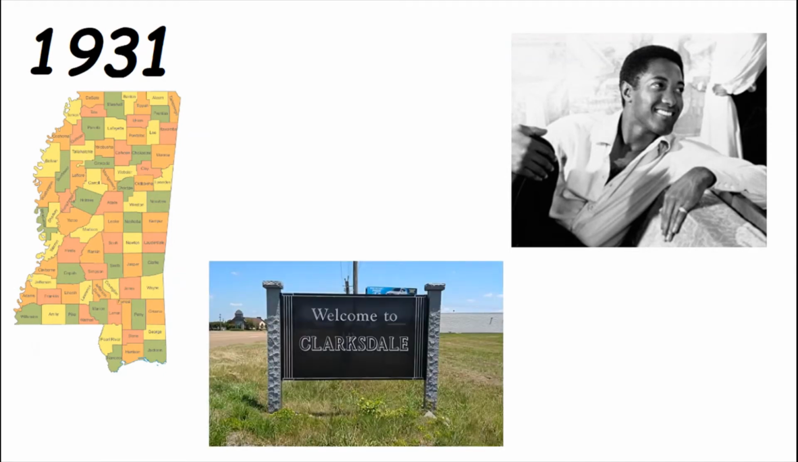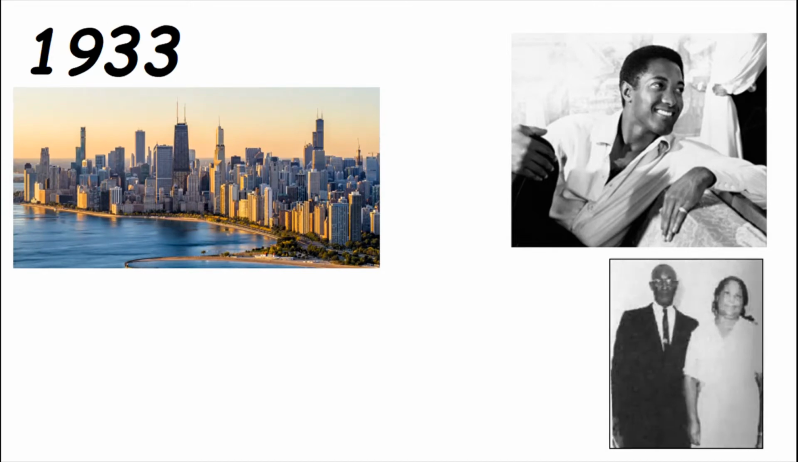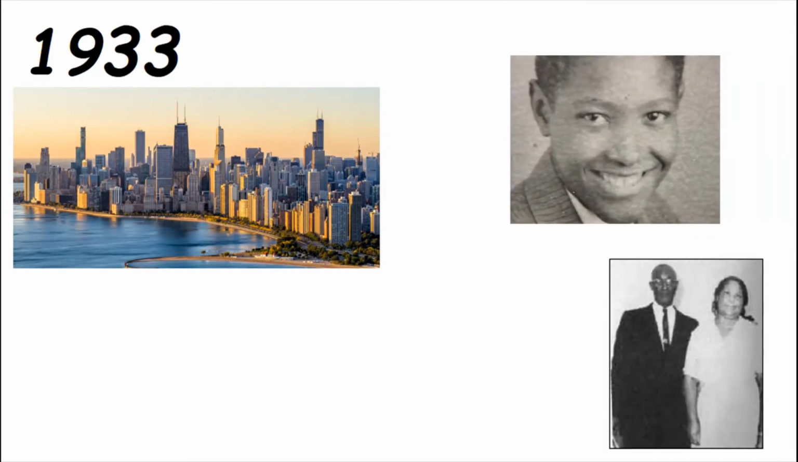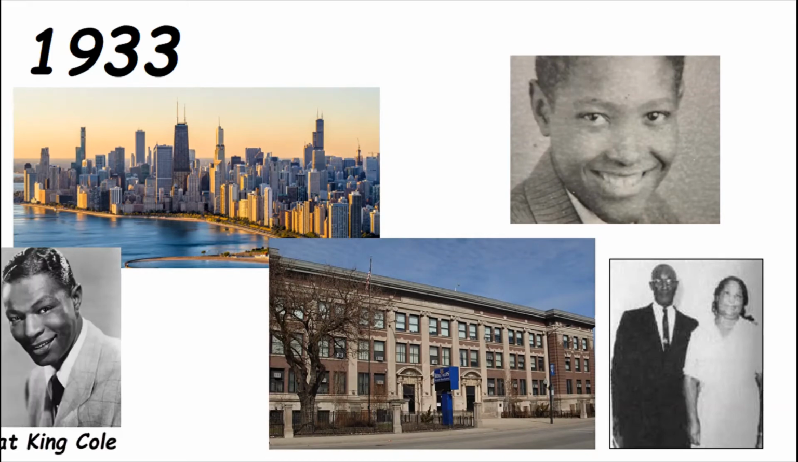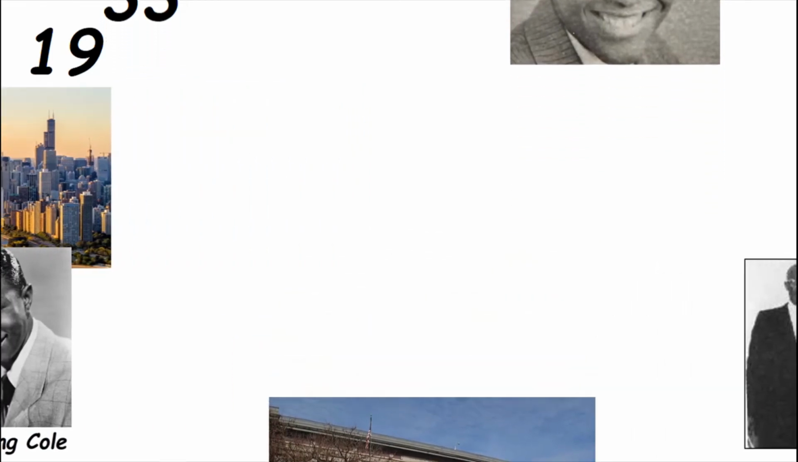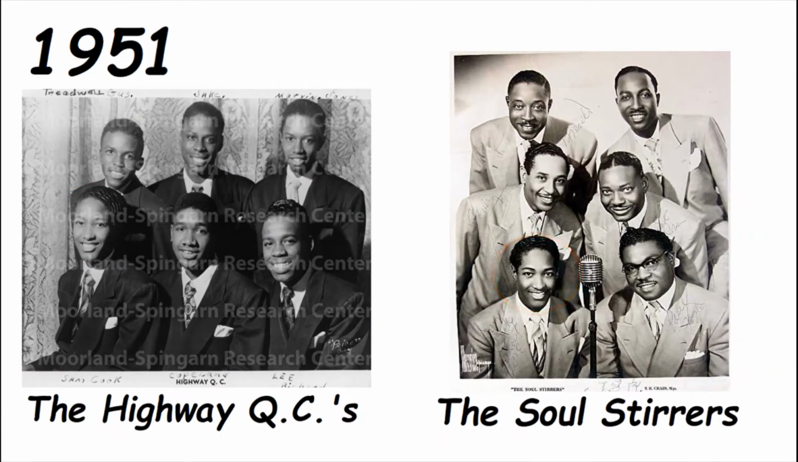Samuel Cooke was born in Clarksdale, Mississippi in 1931, and his family moved to Chicago in 1933. The son of a minister, Cooke sang in several gospel groups as a teenager while he attended Wendell Phillips Academy High School, the same high school Nat King Cole attended. He joined the Highway QCs at age 14 in 1945, and then the Soul Stirrers at age 19 in 1951.